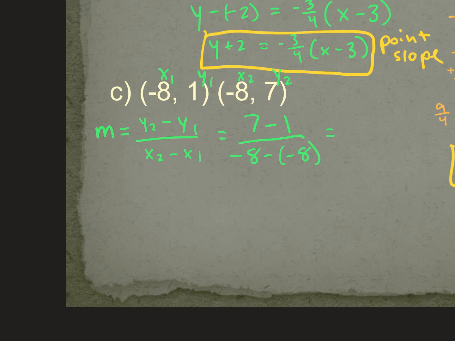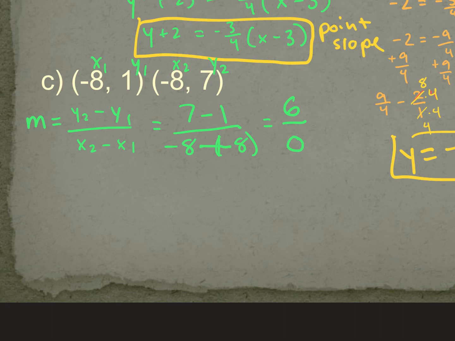7 minus 1 is 6. What happens when I have minus a negative? It becomes a plus. So it's negative 8 plus 8. Zero. When I have 0 on the bottom, it is undefined. So when 0 is in the bottom of your denominator, it's undefined.